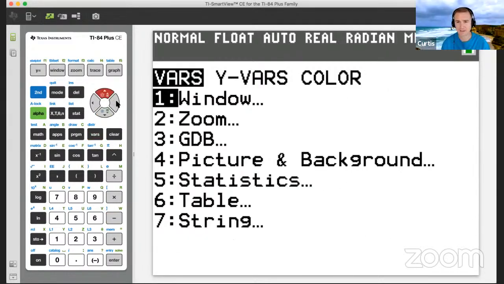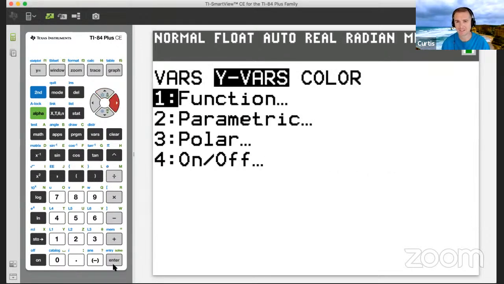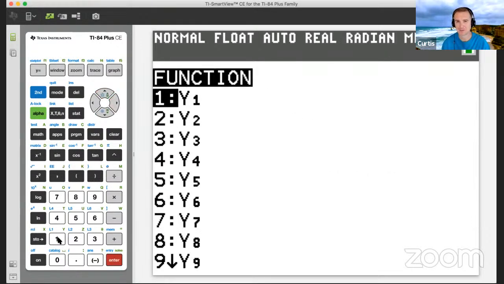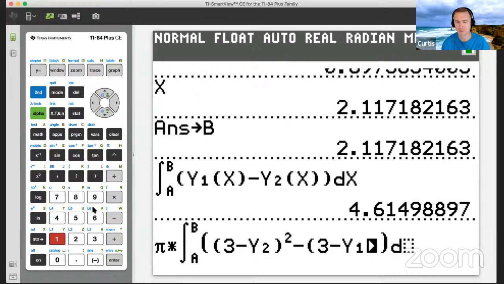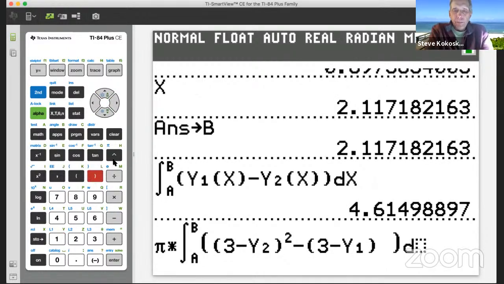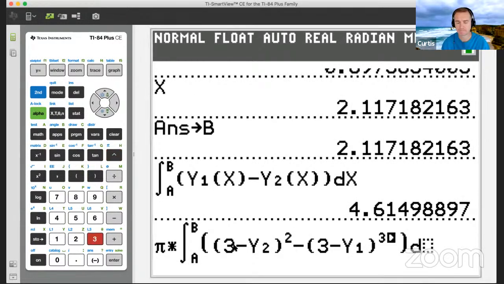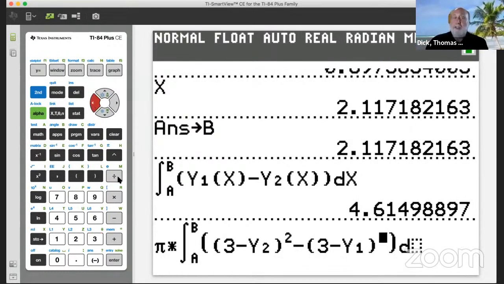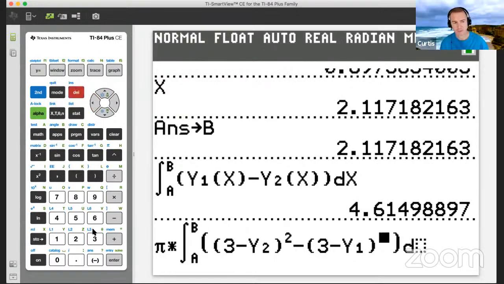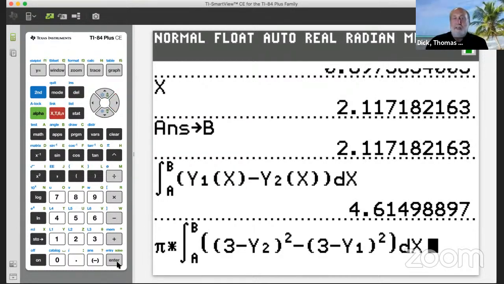And we're seeing in real time the grouping symbols and the importance of those grouping symbols that Steve was talking about earlier. How that square is going to come into play here. Yeah. So this is 3 minus Y2 is my outer radius. Squared, not cubed. Pi r squared. Pi r squared, not round. And then we'll integrate with respect to x.